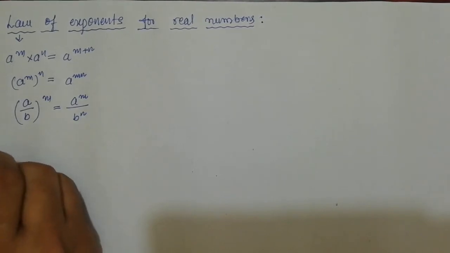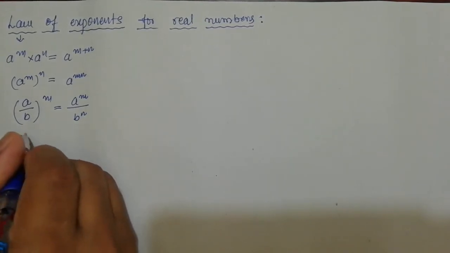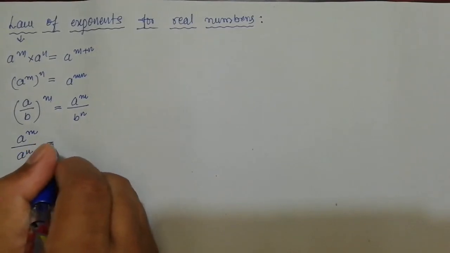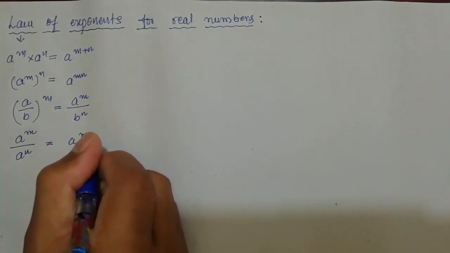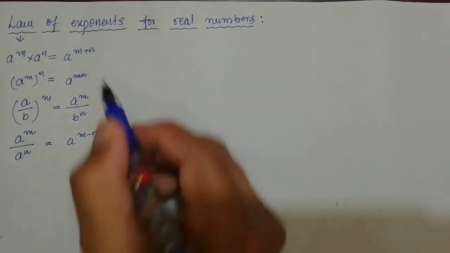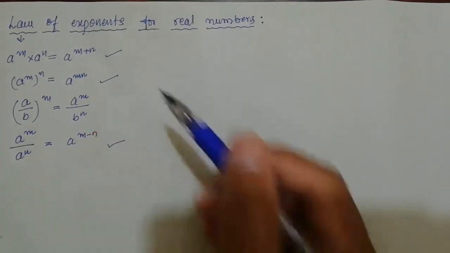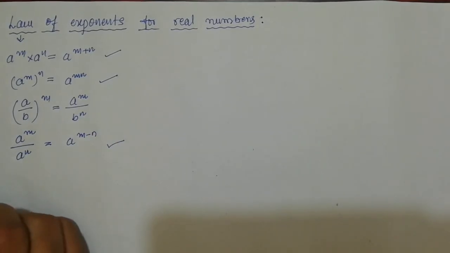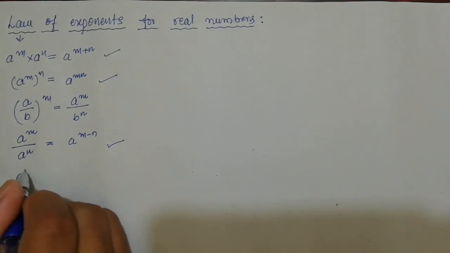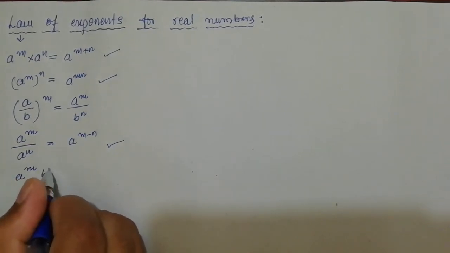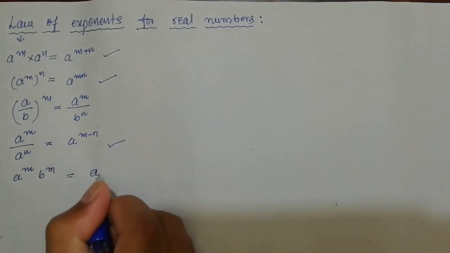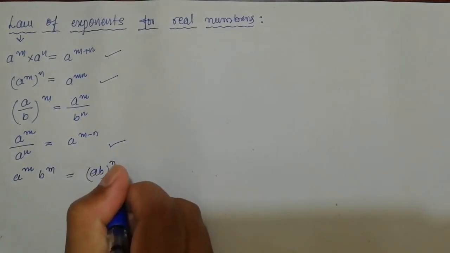In the same sense, one more formula is a power m divided by a power n, which can be written as a power m minus n. Remember, this is very important, and you should use it in most of the problems. The next one is a power m into b power m. Here the exponent is the same and the base is different, so you can write it as a into b whole power m.